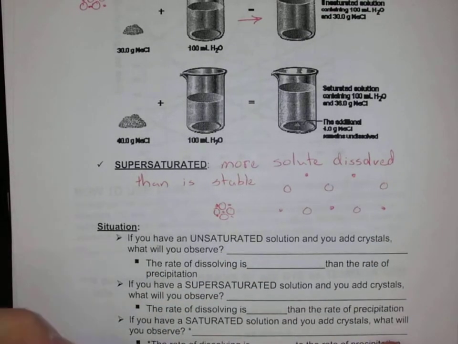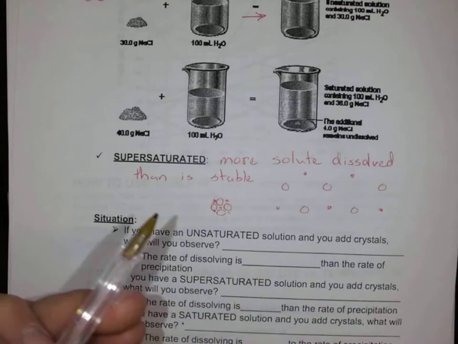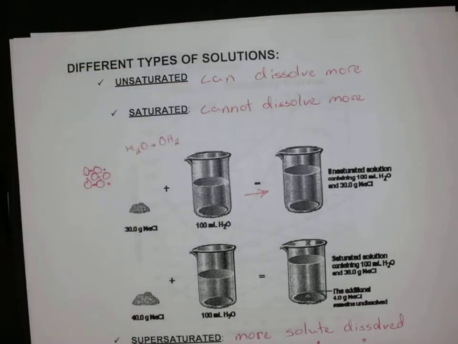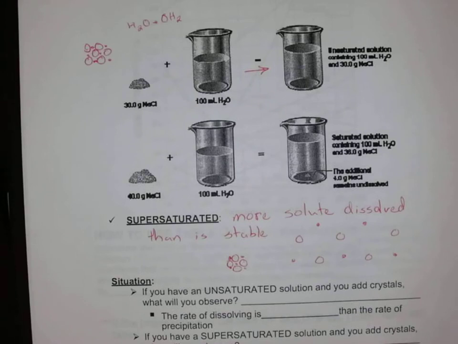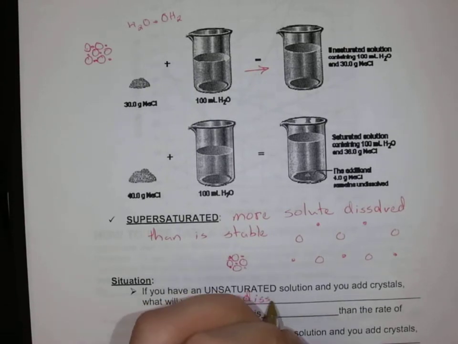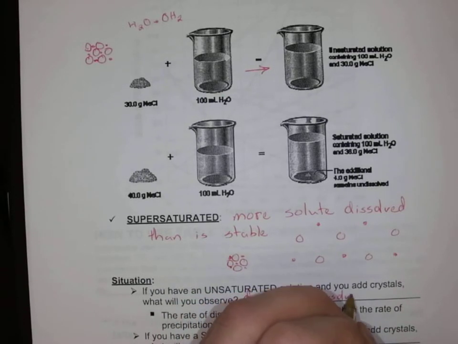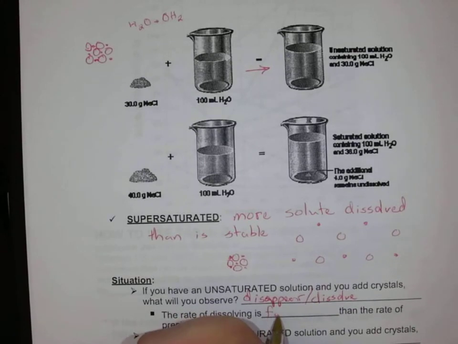So let's think about these situations. If we have an unsaturated solution and we add crystals, it can dissolve more of our solid. So if we add crystals, we will see them disappear or dissolve. That means the rate of dissolving is faster than the rate of precipitation.